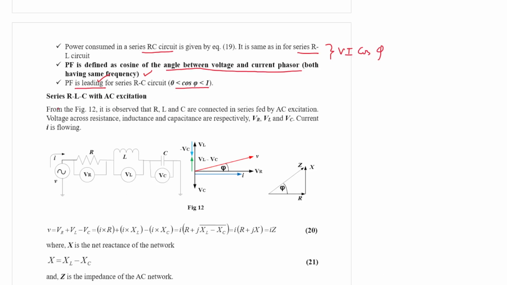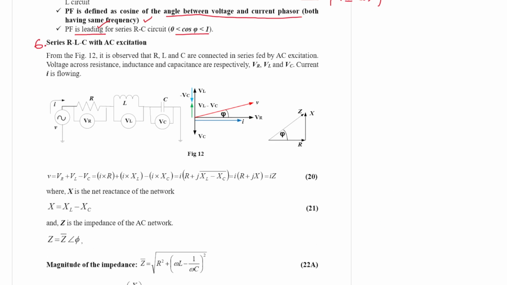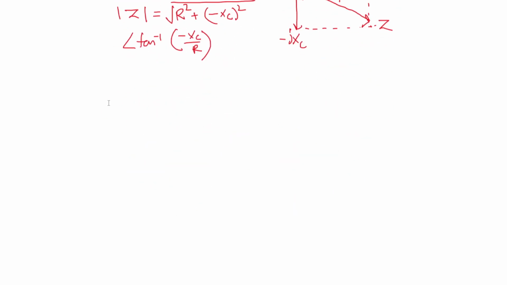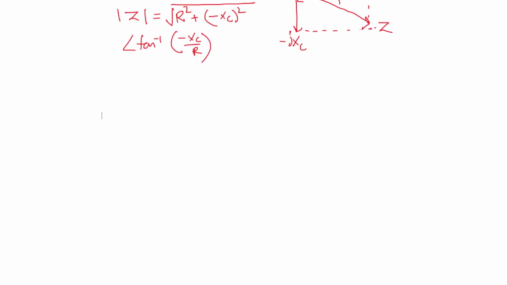Now with our last topic, that is the series RLC circuit, all the elements are present. R, L, C, all are present here. What will happen? If all are present, then we have R, L, and C in series, then we have a supply voltage.